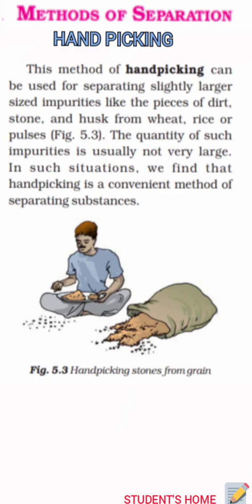This method of handpicking can be used for separating slightly larger sized impurities like pieces of dirt, stone and husk from wheat, rice or pulses. The quantity of such impurities is usually not very large. In such situations, we find that handpicking is a convenient method of separating substances.